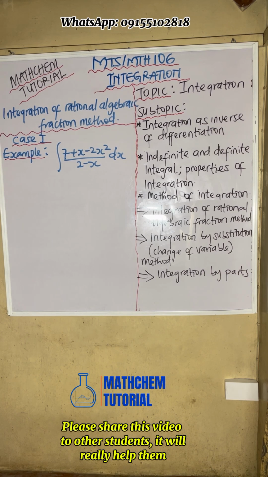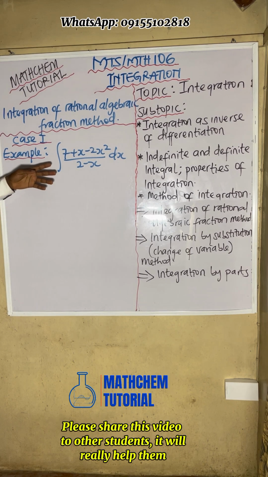Now, let's start with the first method, which is the integration of rational algebraic fraction method. It has two cases. This is case one. Now let's solve this case one. Whenever you're asked to integrate something like this, what are you going to do? You're going to divide this fraction.